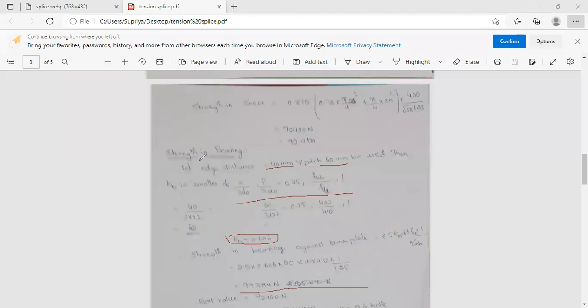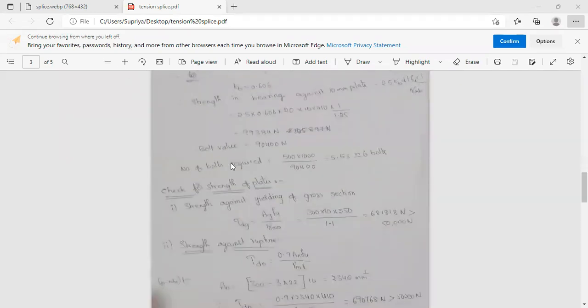So what is the bolt value we have to consider? The strength of bolt is nothing but the least of the strength in shear and the strength in bearing, which is the least, 90.4 kilonewtons. So the bolt value or strength of bolt is nothing but 90.4 kilonewtons. Okay, so we got the bolt value. So the connection strength is 90.4 kilonewtons.